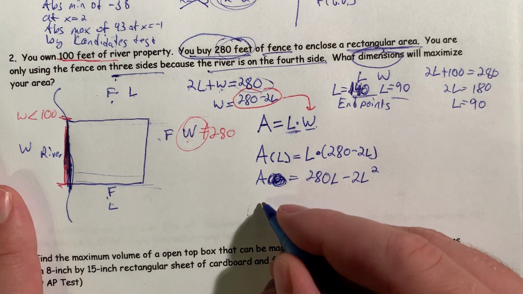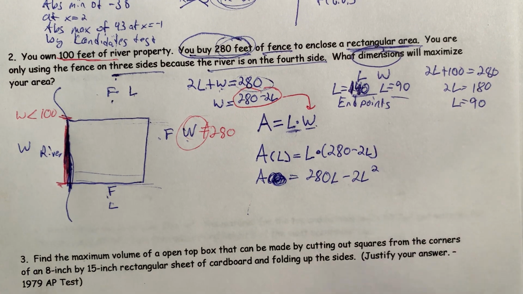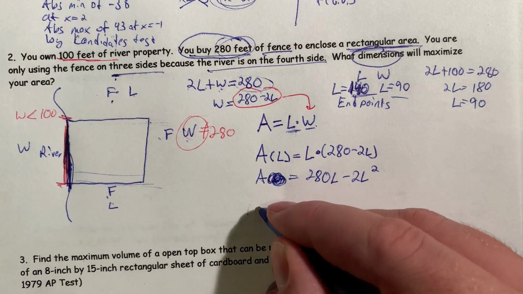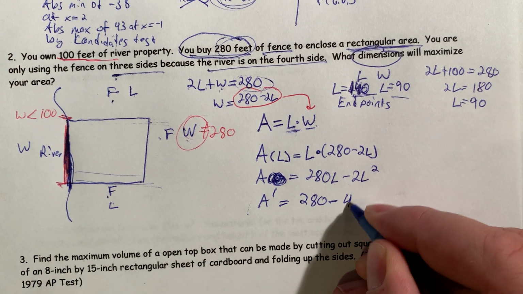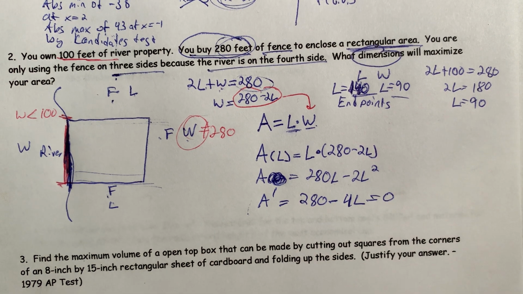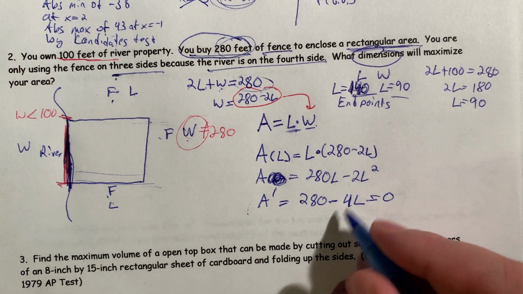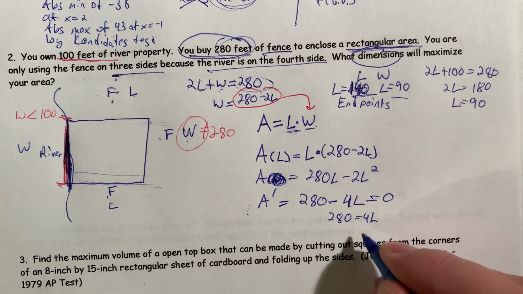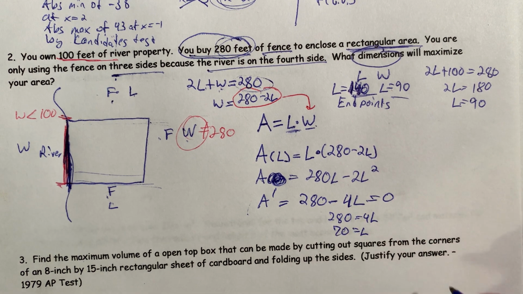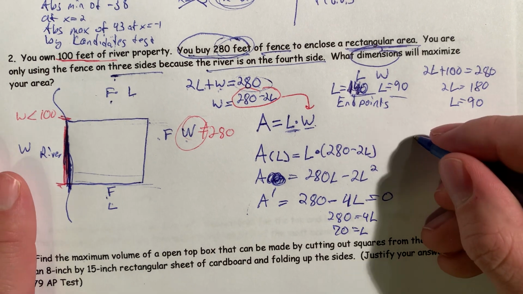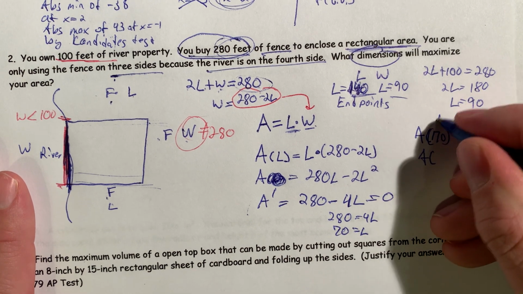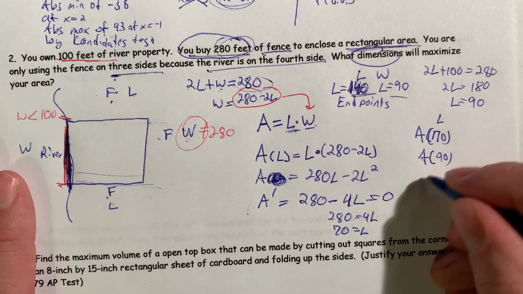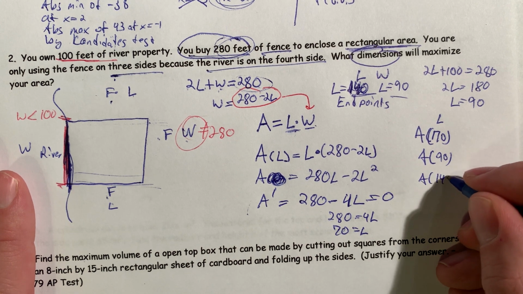Okay, go ahead and find the critical values. What are the critical values? What values of L make the derivative equal to 0? And hopefully you took the derivative and you found 280 minus 4L, and we want to find where this is equal to 0. So move the 4L to the other side maybe, and divide by 4. L is 70. So we need to find the area when the length is 70, the area when the length is 90, and the area when the length is 140.